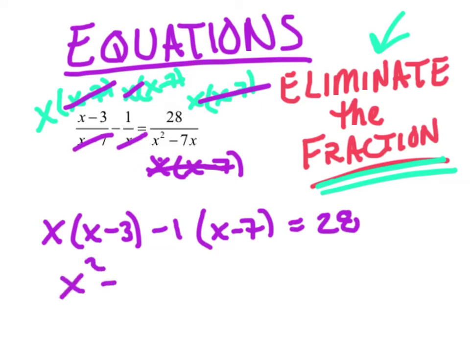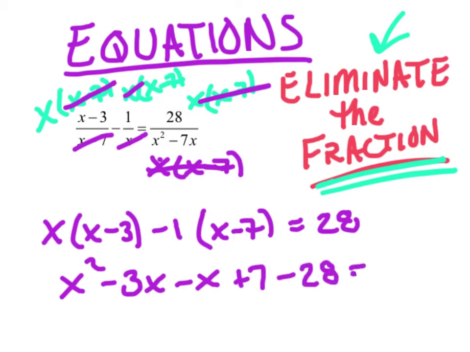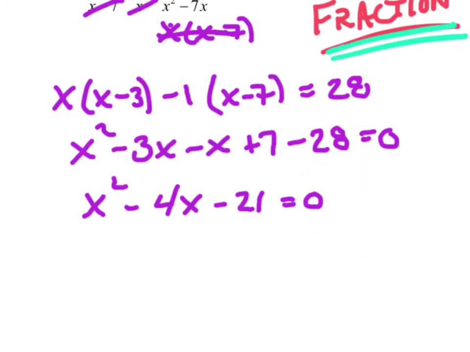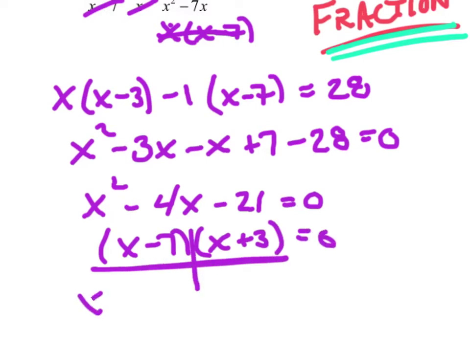So that's x squared minus 3x minus x plus 7. I'm going to bring the 28 over. Minus 28 equals 0. I've put my like terms together again. Factored x minus 7 and x plus 3. Tee it up. I should get x equals 7 and x equals negative 3.